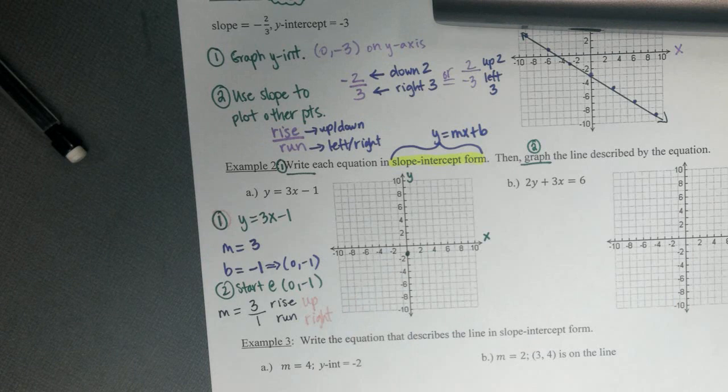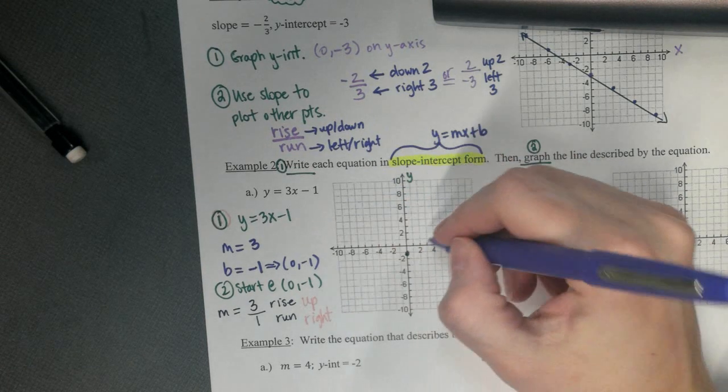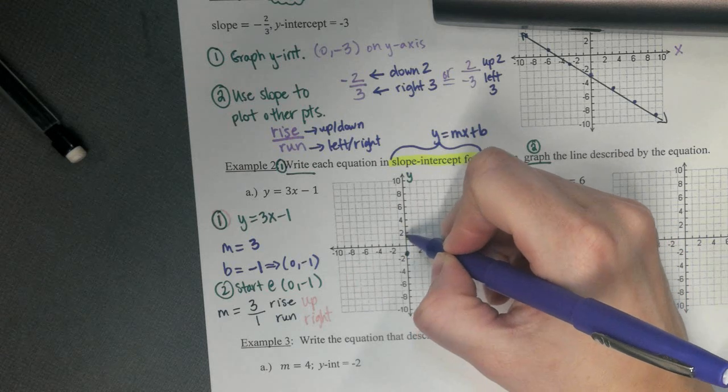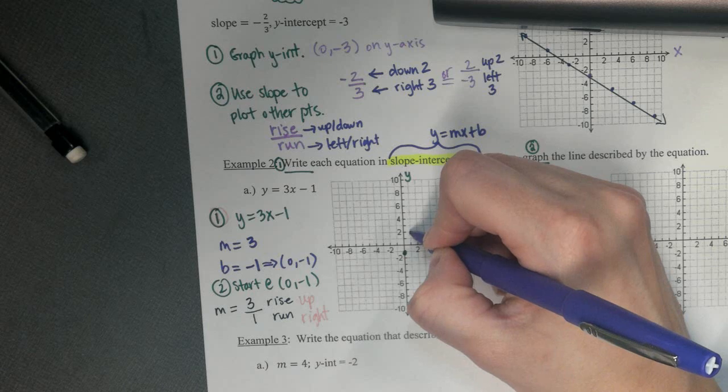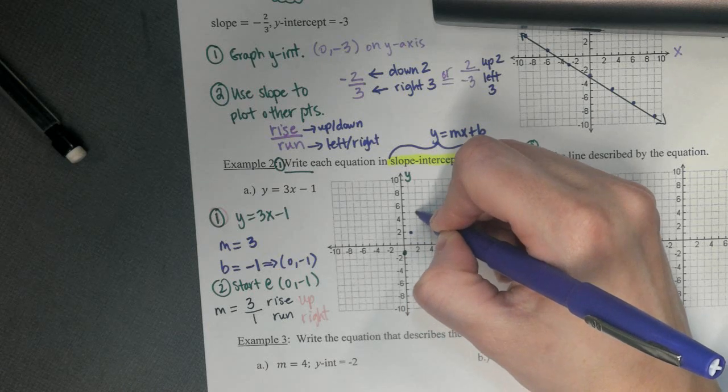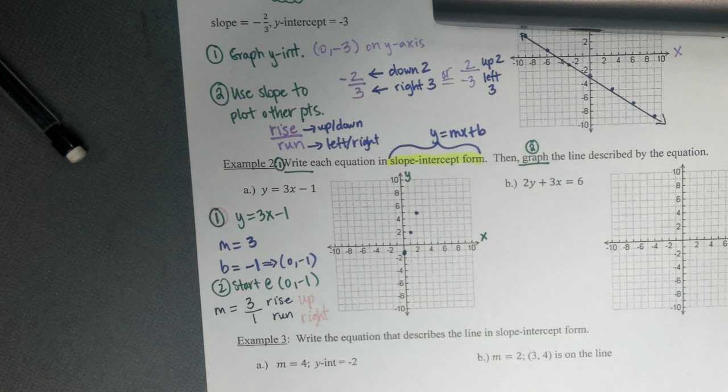Okay, so I'm going to show you how to do the first one, and then I want you to finish that. So we're going to go up, 1, 2, 3, and then over 1. And then you just keep repeating that process. 1, 2, 3, over 1. So I want you to keep doing that.